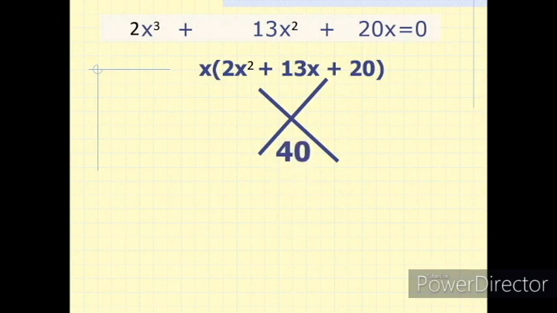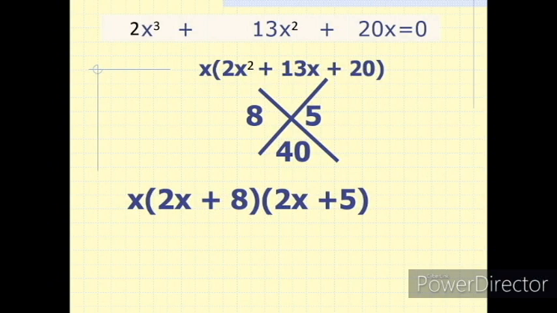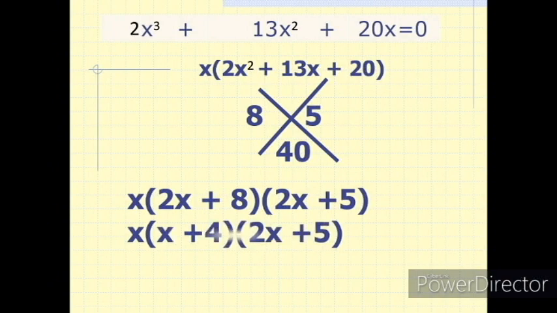Do the same as I would normally do. 2 times 20 is 40. 2 numbers that multiply to give you 40, but add to give you 13. 8 and 5. Okay, so I've got x in brackets, 2x plus 8, 2x plus 5. Again, this is working out. See what I can cancel down. Cancel down the first one because it's divided by 2. The second one I can't.